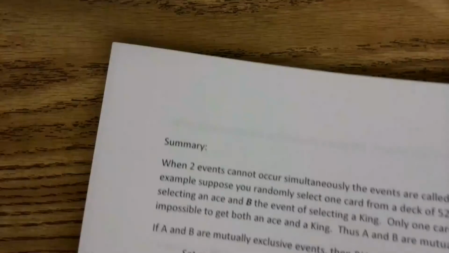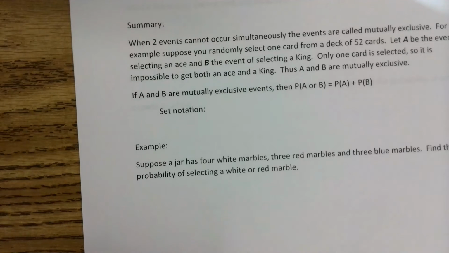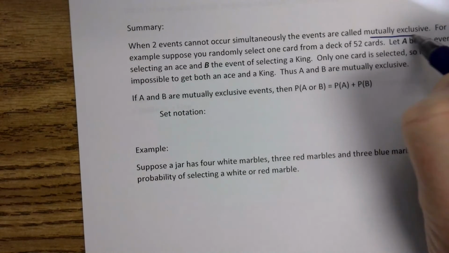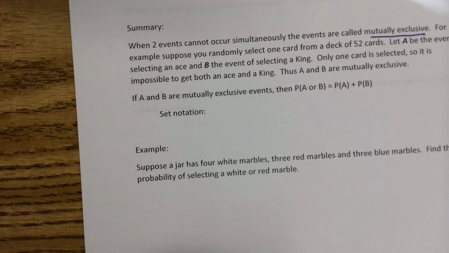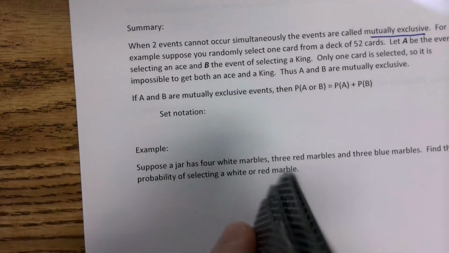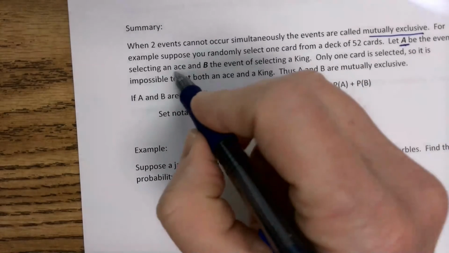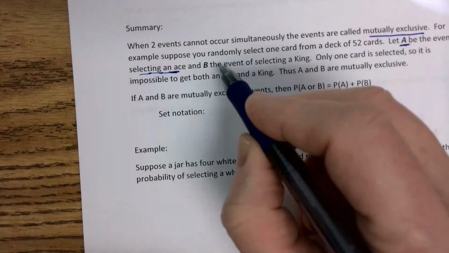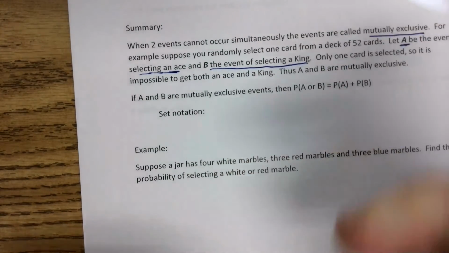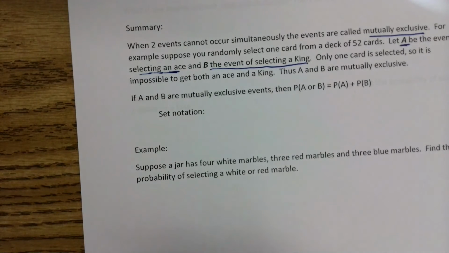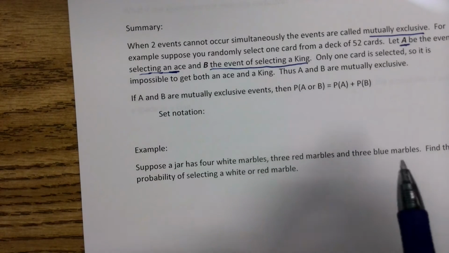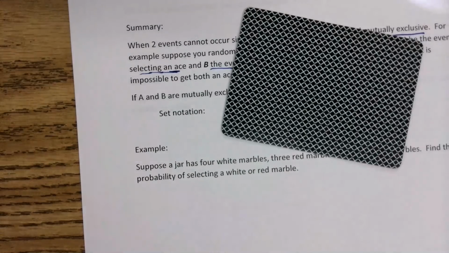All right. So two events that cannot happen at the same time are called mutually exclusive. So let's say I'm only going to pick one card from here. So let's let A be selecting an ace and B a king. Okay? And I'm only going to pick one card. Boom, right there, one card.